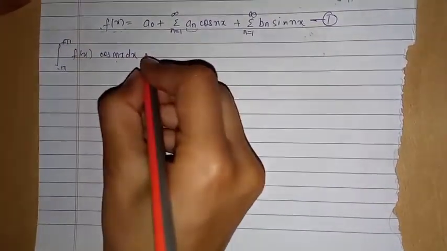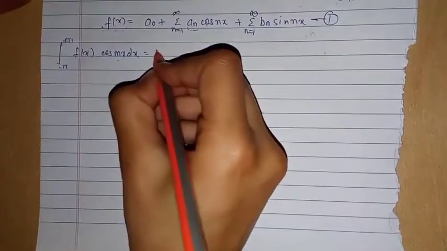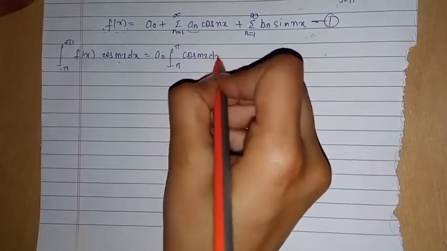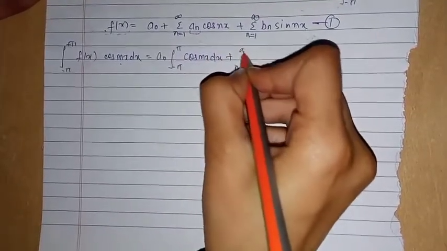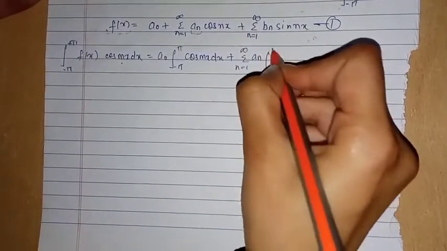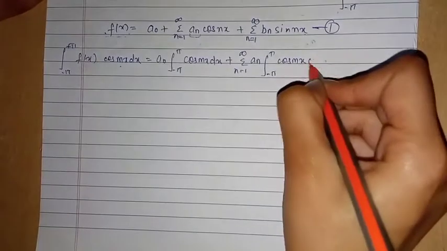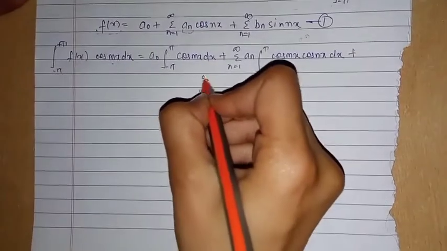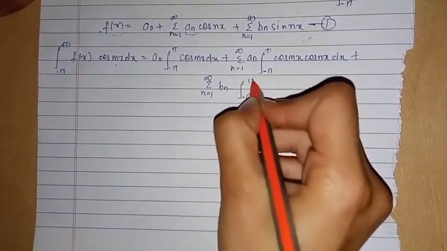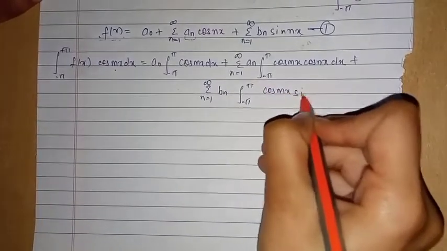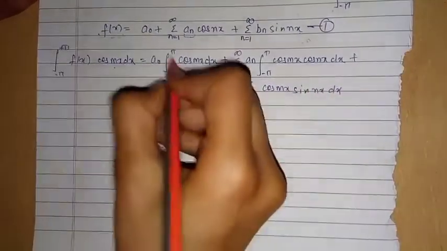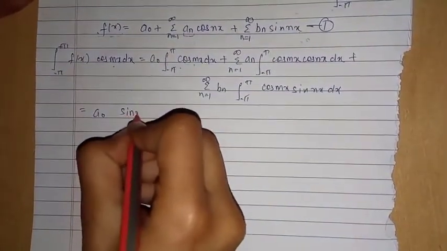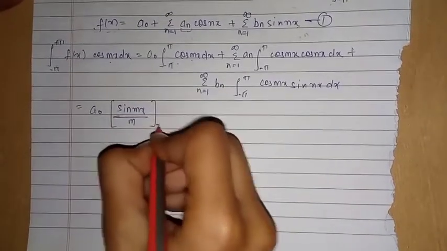pi to pi. Similarly, we will do on this side a0 times the integral from minus pi to pi of cos mx dx, plus summation n equal to 1 to infinity an times the integral from minus pi to pi of cos mx cos nx dx, plus summation n equal to 1 to infinity bn times the integral from minus pi to pi of cos mx sin nx dx. This part will become a naught. The integration of cos mx is sin mx upon m from minus pi to pi.